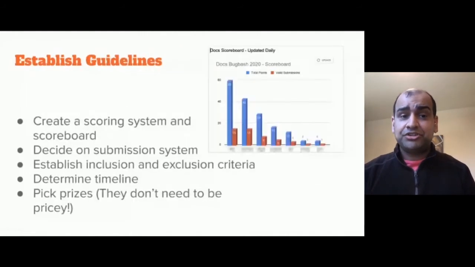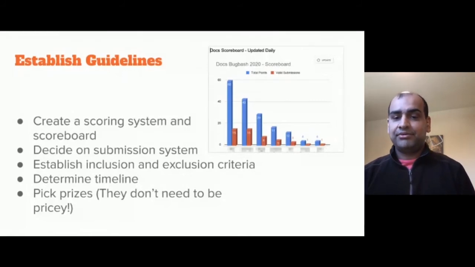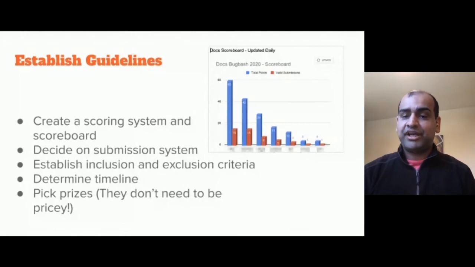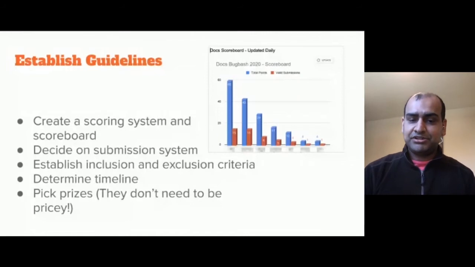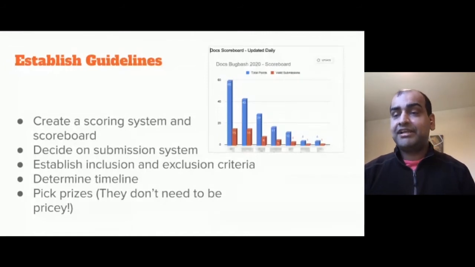One thing you want to make sure you do is establish guidelines. So you want to create a scoring system with a scoreboard. You can throw one up in Google Docs with a Google chart and start measuring how many submissions you have, how many points each person is getting. So decide on a submission system. You want to have inclusion and exclusion criteria, which means you want to make sure that you are ruling out certain types of submissions if they don't fit your criteria.